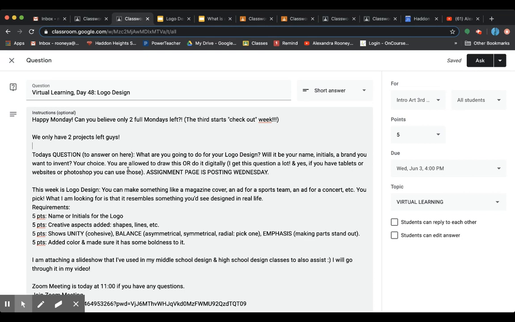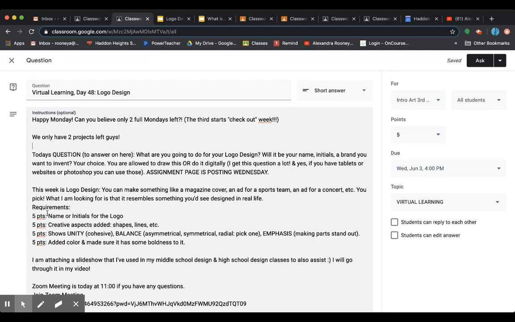Your choice. Think about it if you're considering going into marketing in the future, or if you're designing, or if there's something you have that you would like to put a logo on. This is your opportunity to make it. You're allowed to draw it or do it digitally. I get this question a lot. If you know how to do stuff digitally, it's perfectly fine. You can do your artwork that way.